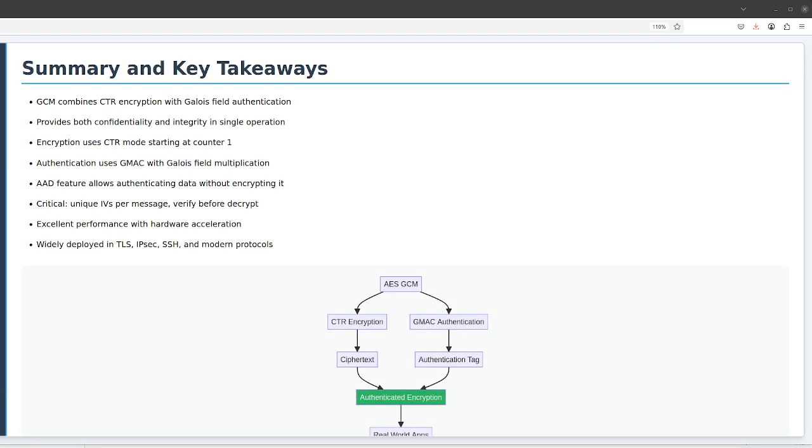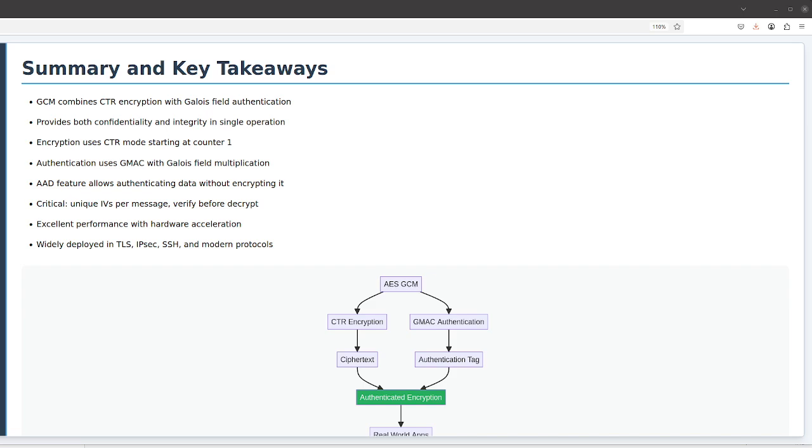Conclusion and summary. We've completed our comprehensive walkthrough of AES-GCM, Galois/Counter Mode. Let's recap the key concepts we've covered. GCM is an authenticated encryption mode that combines CTR mode encryption with Galois field-based authentication, providing both confidentiality and integrity in a single efficient operation.